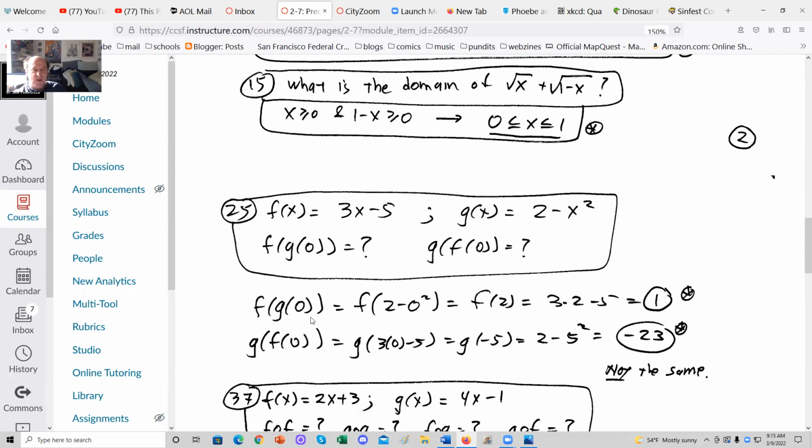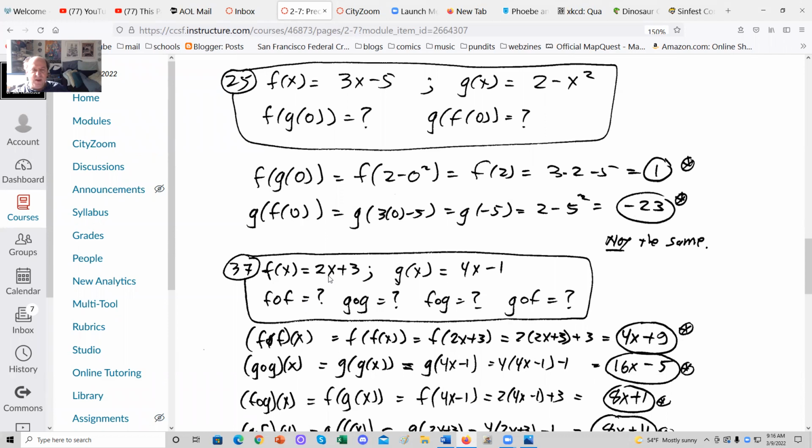Now here, g of f of 0. Well, let's see. f of 0 is 3 times 0 minus 5. That's negative 5. So we have g of negative 5. And g of negative 5 is 2 minus negative 5 squared. Negative 5 squared, but the negative cancels out. I should put that change in the canvas. And okay, after a bit of arithmetic, that's negative 23. Notice that f of g at 0 and g of f of 0 are not the same. So order of operations matters. It's called non-commutativity.